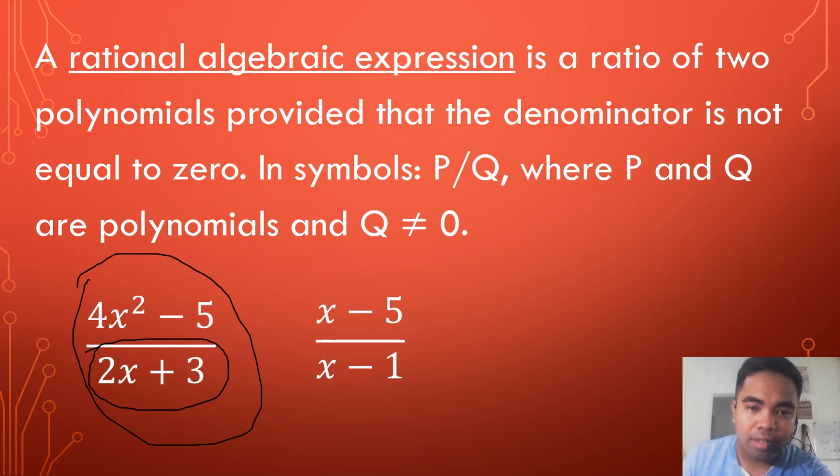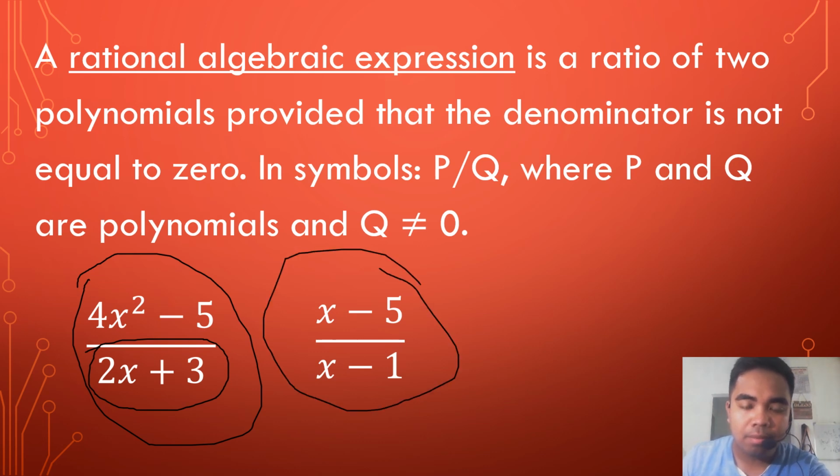Next example, we have x minus 5 over x minus 1. Punta rin tayo dito sa denominator, and makikita natin, we have x minus 1. Yung denominator natin ay hindi 0. So, therefore, we can easily identify that this expression is a rational algebraic expression. As long as yung x natin dito sa baba ay hindi siya magiging 1. If the value of x or the domain is 1, ang denominator natin ay magiging 0, then doon siya magiging hindi rational algebraic.